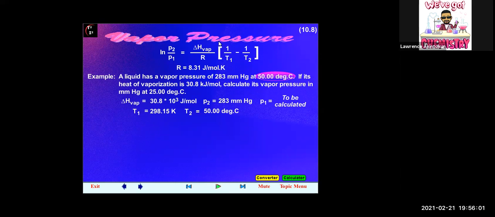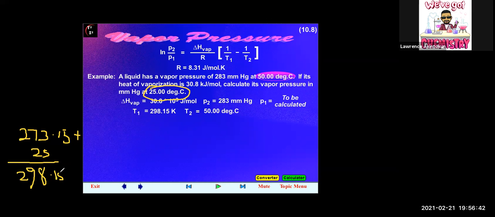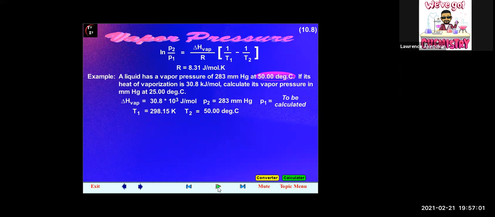Remember, if you want to convert the temperature from Celsius to Kelvin, you need to add 273.15 to the Celsius value. So 273.15 plus 25, which is the temperature given here, will give us 298.15. And that is how we got this Kelvin. I'm going to do the same thing to T2. That means 50 plus 273.15 equals 323.15 Kelvin.